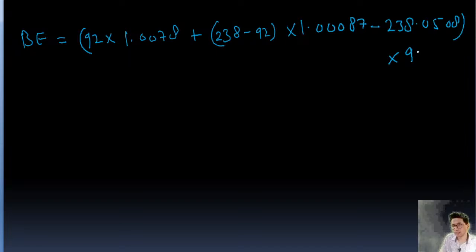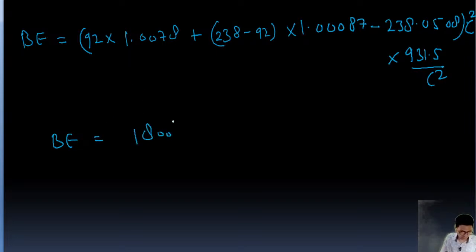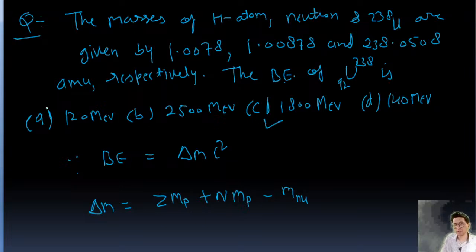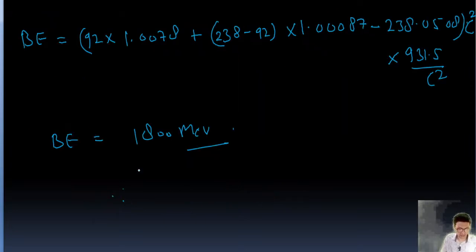Into C square, which we convert: C square is going to be 931.5 MeV upon C square, right? C square will get cancelled and we'll solve it. Then the binding energy is going to be 1800 MeV. This is the answer, guys. Which option is matching? Option C is matching. Here we have converted this into MeV.